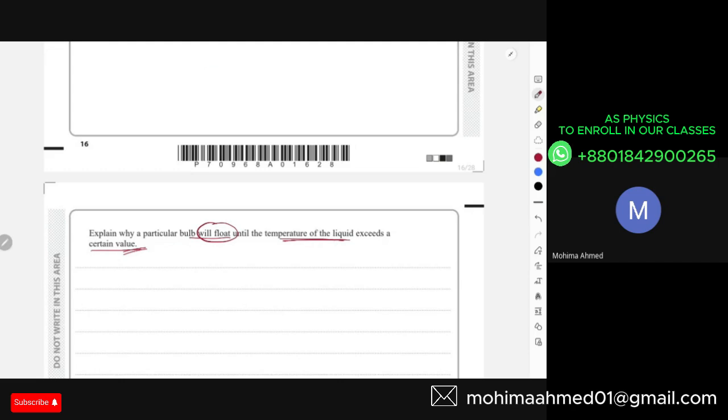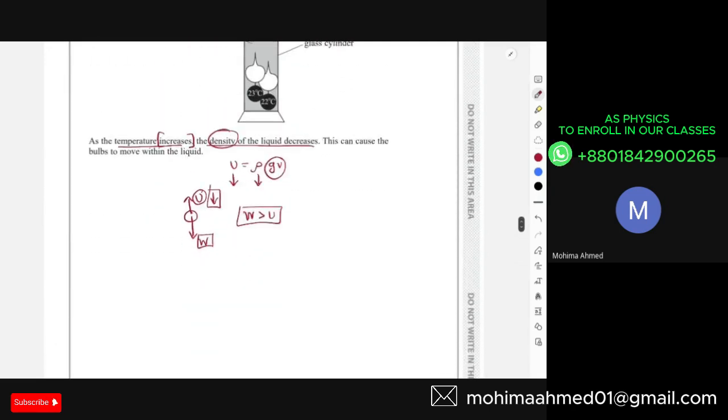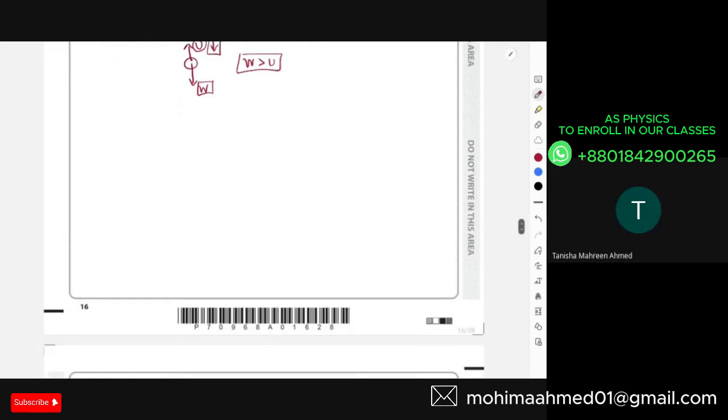When upthrust is smaller than weight, the bulb will again sink, right? Is this clear, the explanation for this entire process? Yes, miss. Yes, you. Yes, miss.